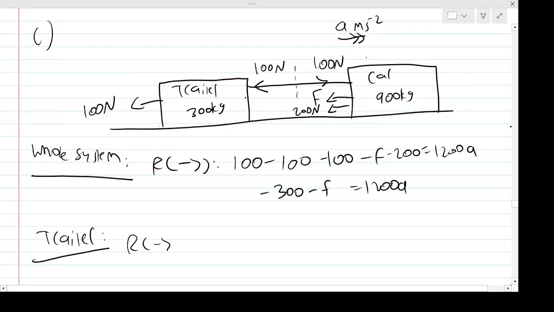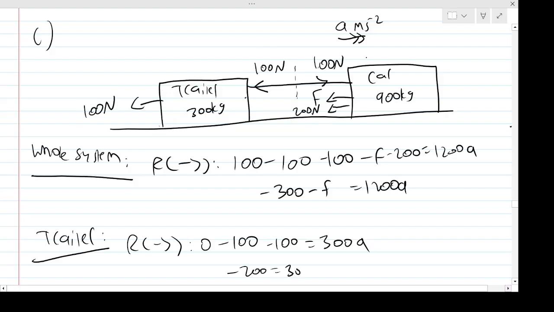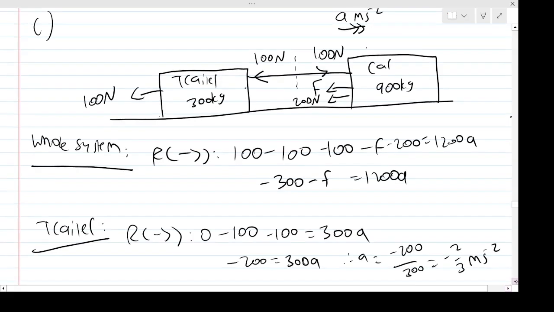If we then resolve forwards with the trailer, there are no forwards forces. It's only going backwards by this force of 100, so it's going to be 0 because there's no forward force. Take away the 100 here, take away the other 100 here. So then we're going to get MA, so mass of 300 times A. So minus 200 equals 300A. Therefore, A is minus 200 over 300. That's minus 2/3. And so the acceleration is negative.